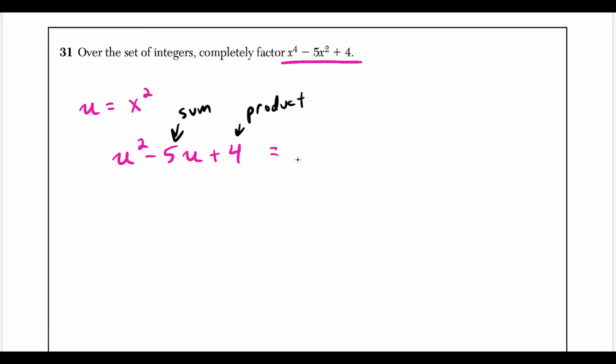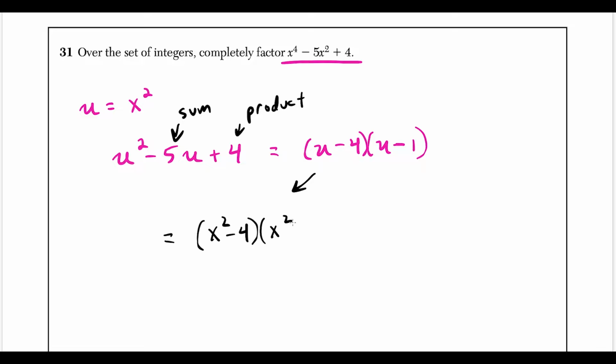And when we factor this, this is going to be equal to u minus 4 times u minus 1, because -4 plus -1 is -5, and the product of those two is +4. But then what we have to do from here is substitute u equals x squared back in. That's going to bring us to the next line over here, that this is going to be equal to x squared minus 4 times x squared minus 1.